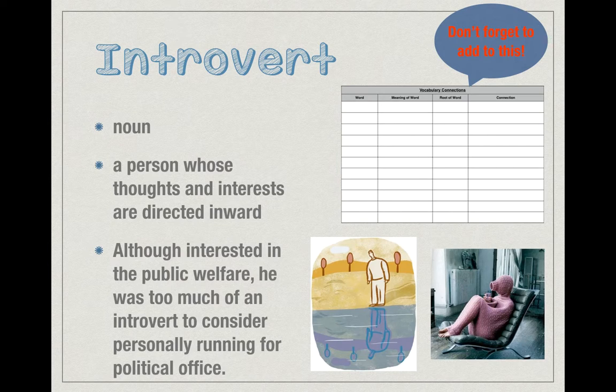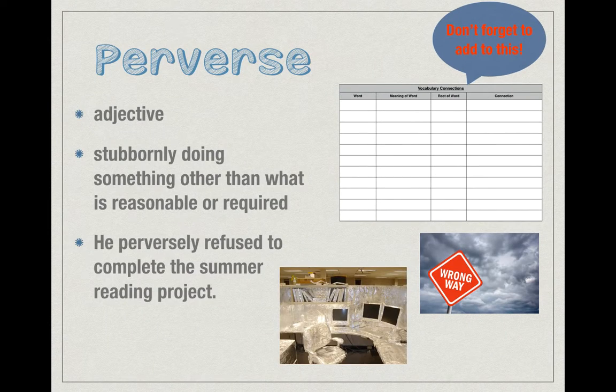2 more words. This should be your 10th note card. The word is perverse. It's an adjective, so it's a describing word, and it means stubbornly doing something other than what is reasonable or required. So he perversely refused to complete the summer reading project is one example. The children took perverse pleasure in hiding from their babysitter is another example. So being stubborn and doing something that you're not supposed to do is really what this word means.